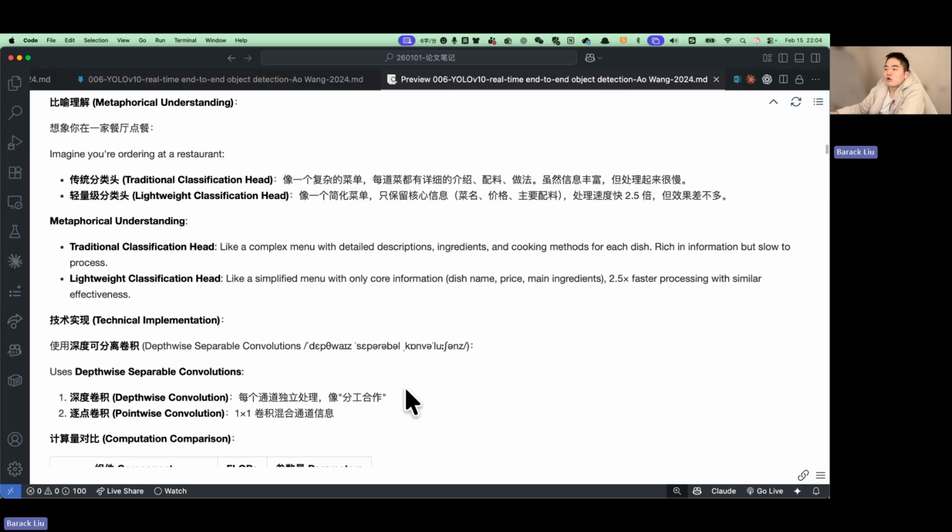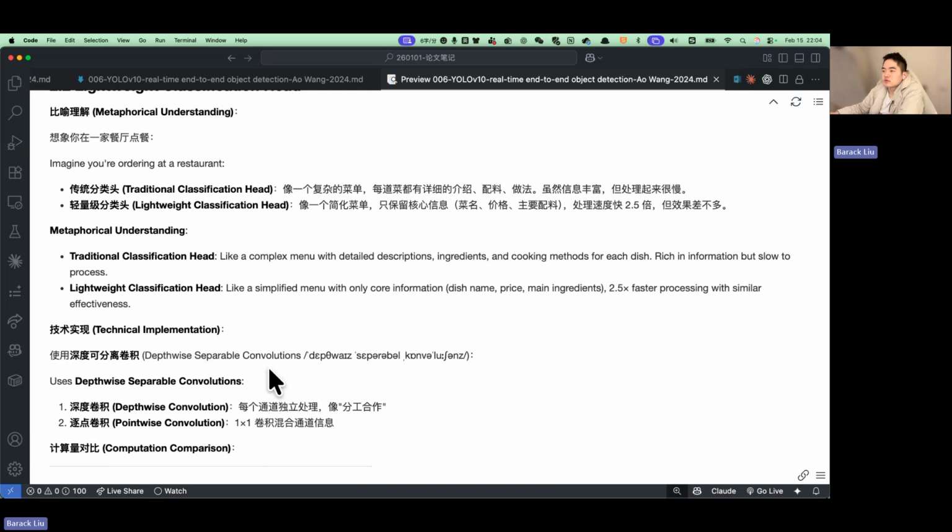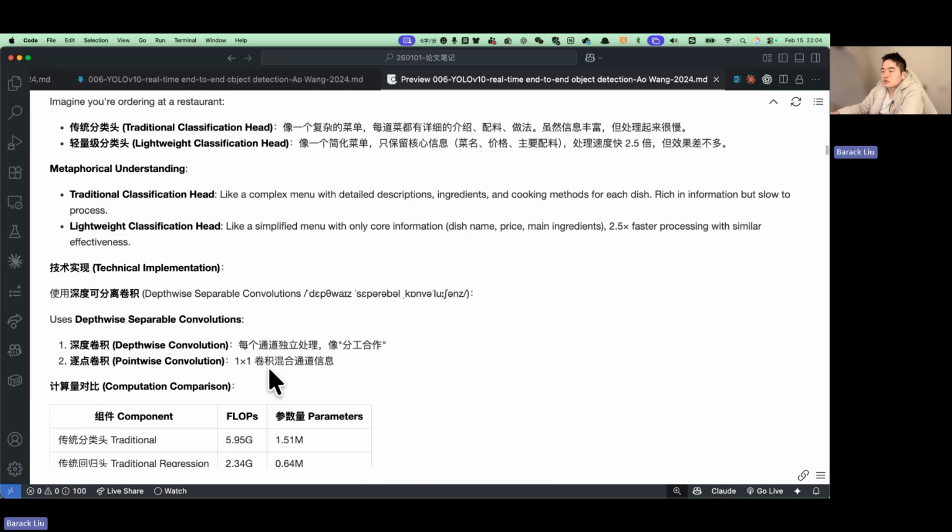And to achieve this goal, it needs to use depth-wise separable convolutions. So it needs to use depth-wise convolution. It needs to use point-wise convolution.